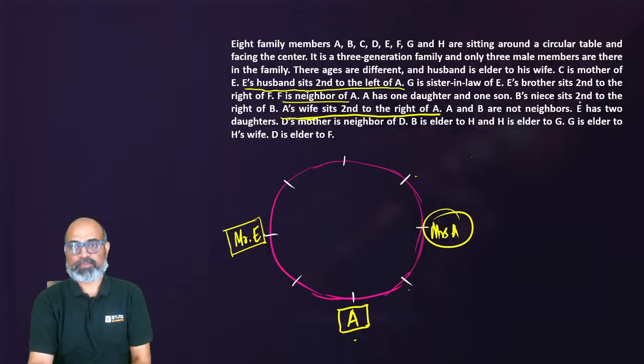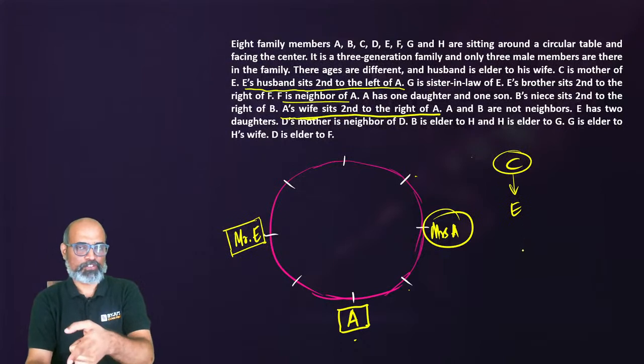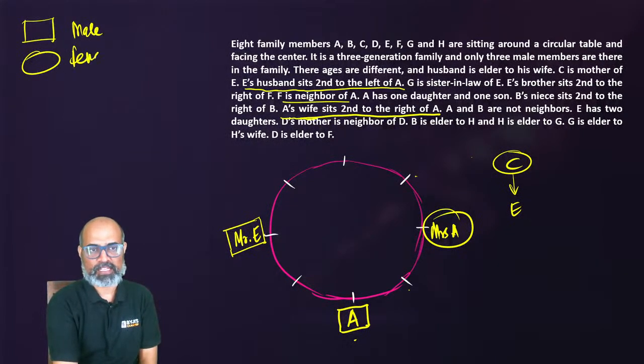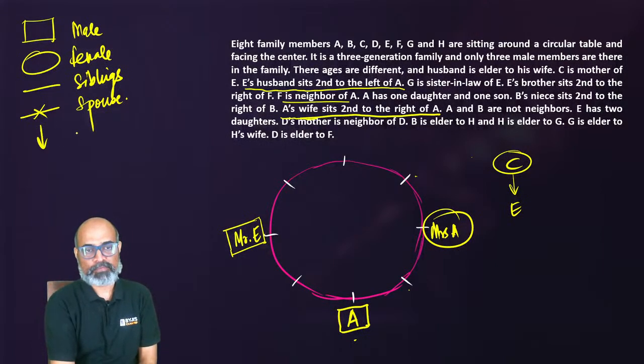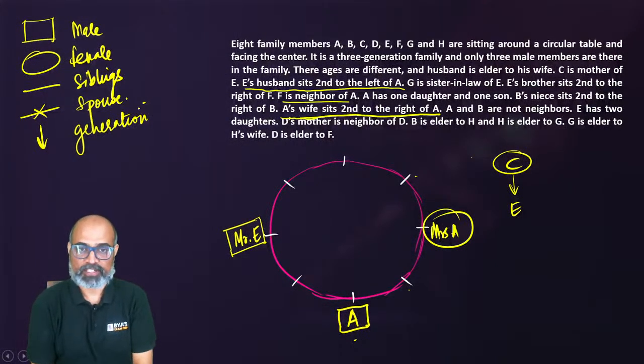So we have 8 family members. C is mother of E. So C is female and she is mother of E. I hope you guys are aware of the standard way to denote the blood relations. The rectangle will mean male, an ellipse will mean female, the horizontal line will mean siblings, a horizontal line with a cross will mean spouse, as in married couples, and the downward arrow will mean the generation. These 5 symbols will help us figure out any relationship. Not real life, but questions, okay? It would have been nice if real life was this easy.